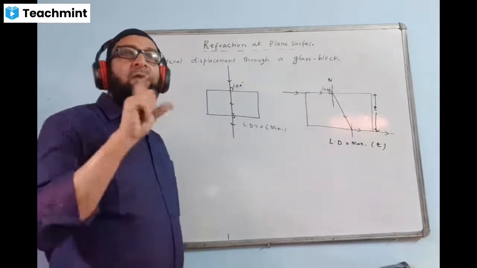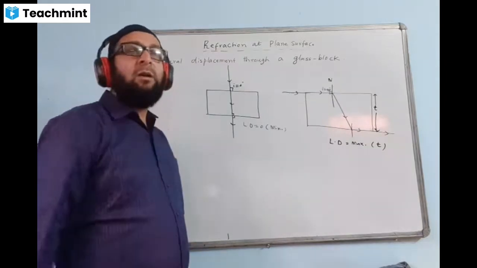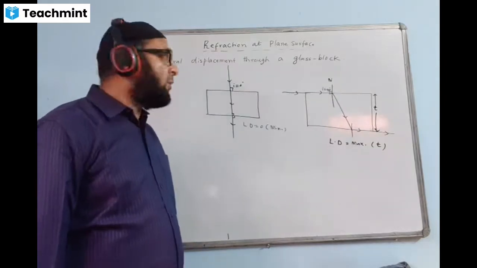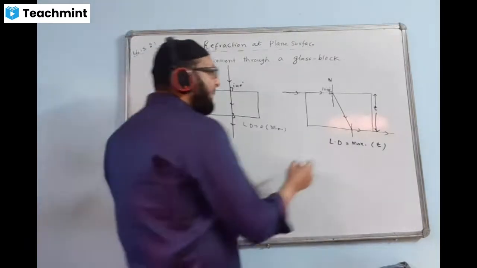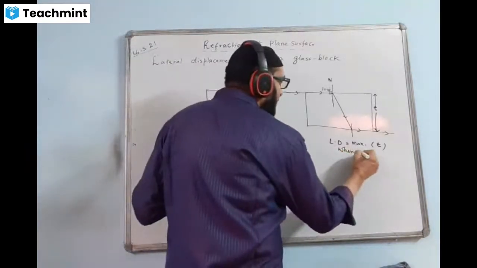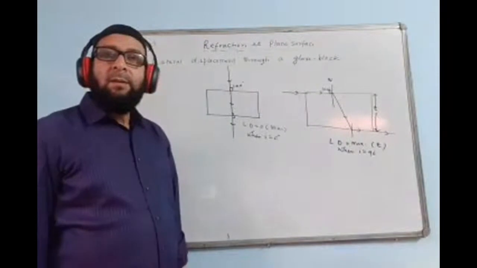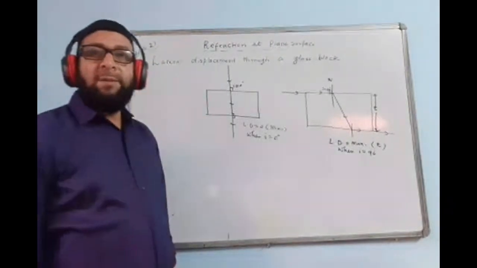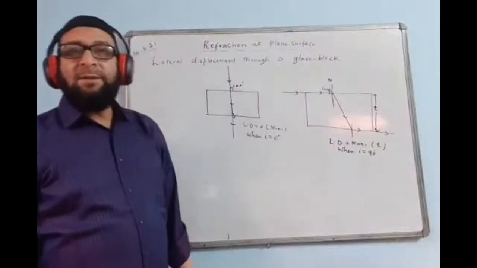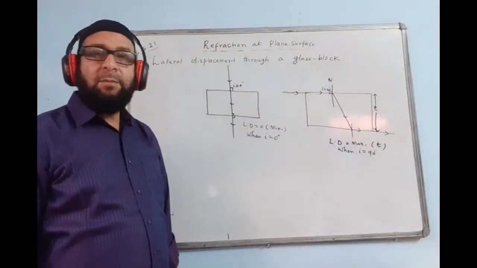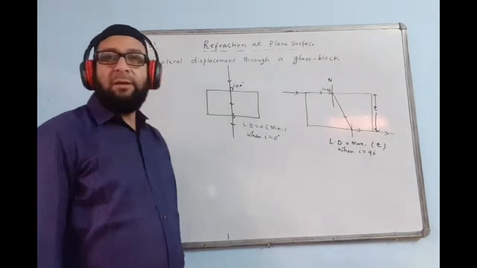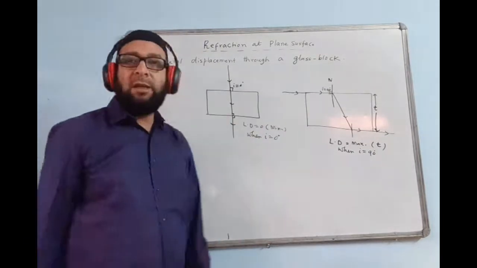That is, the maximum value of LD is always equal to the thickness of the glass block, and under what condition? When I is equal to 90 degree. Remember this. So lateral displacement is maximum when I equals 90 degree, and it is minimum when I equals 0 degree, and the maximum value is equal to the thickness of the glass block.